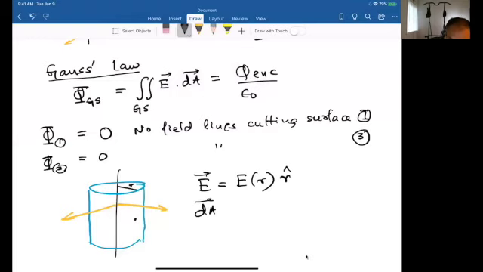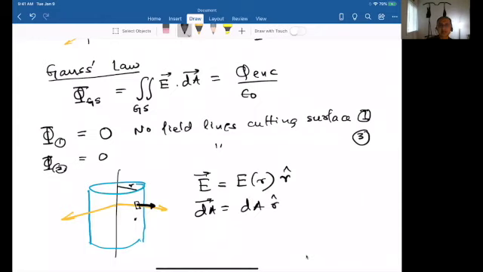Let's choose a tiny little dA. We can choose it anywhere, so I'll just draw one over here. This dA is a tiny little patch on the surface of the cylinder. What is the direction of the normal to dA? It will be in the radially outward direction, exactly the same direction as the electric field, which is also radially outwards. So dA would just be dA multiplied by r hat.